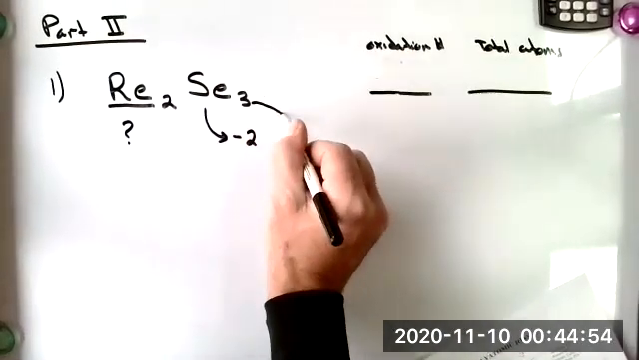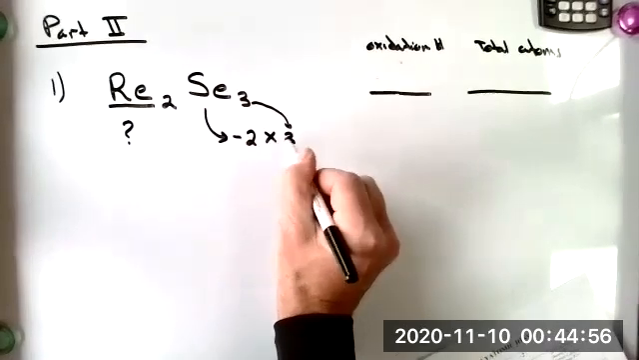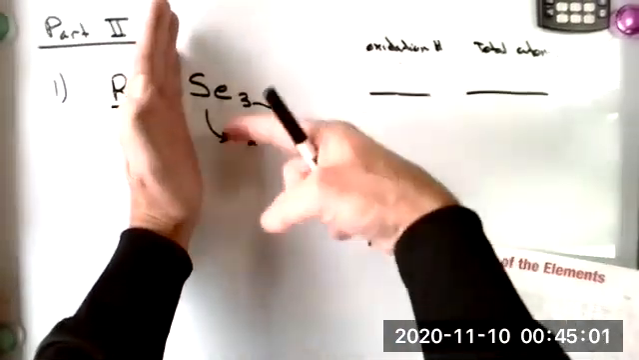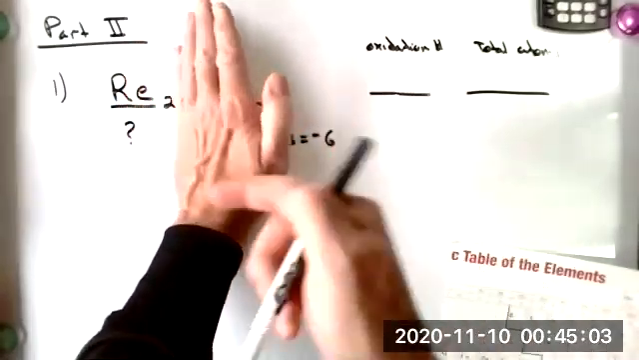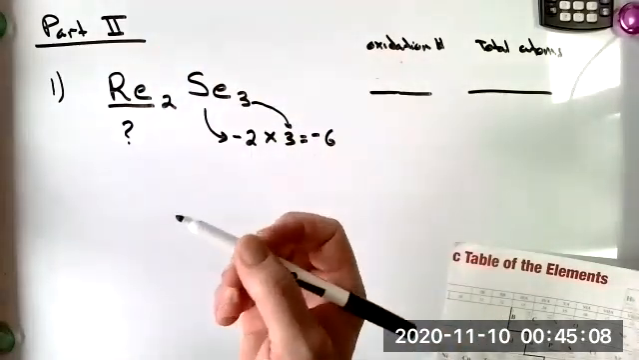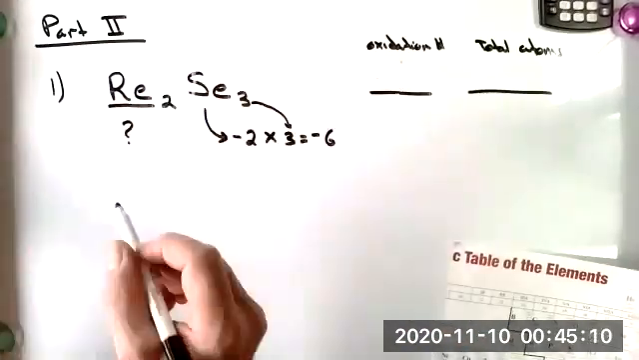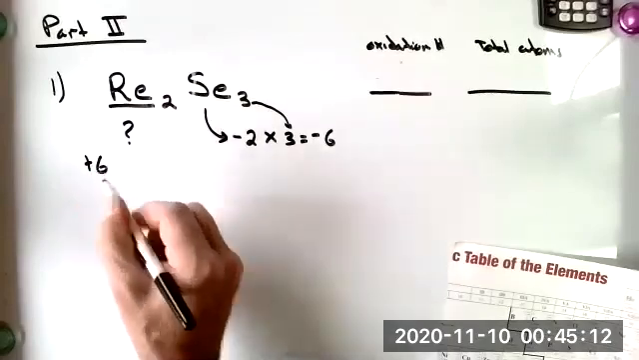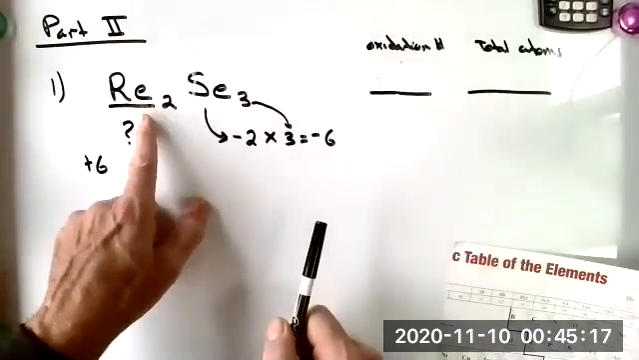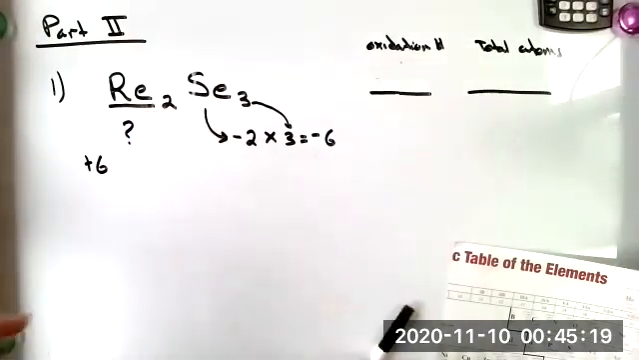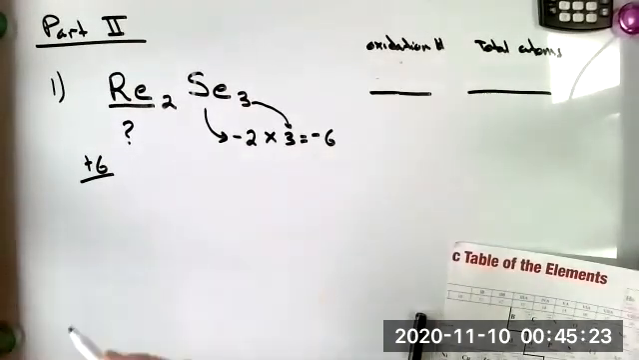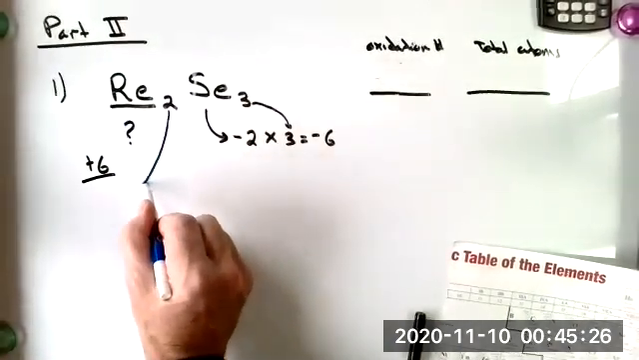But you have 3 of those in this compound, which means the total is -6. If this side's -6, this side has got to be the opposite, so they add up to 0. So you know that the left side has to be a total of +6. But they want the charge per individual rhenium atom. And so you will always end these problems with some pretty simple division.